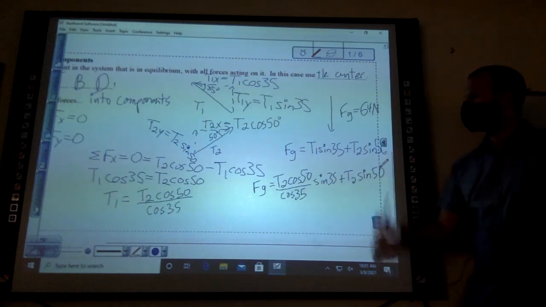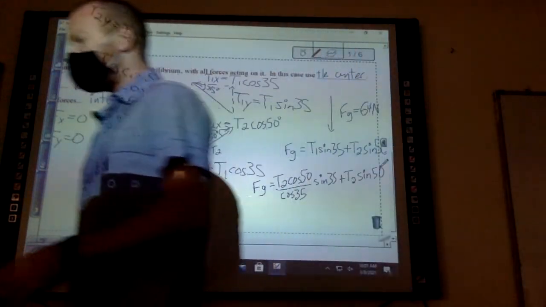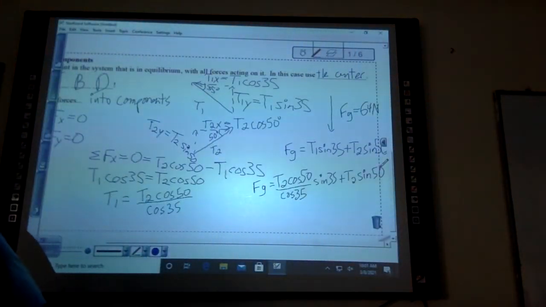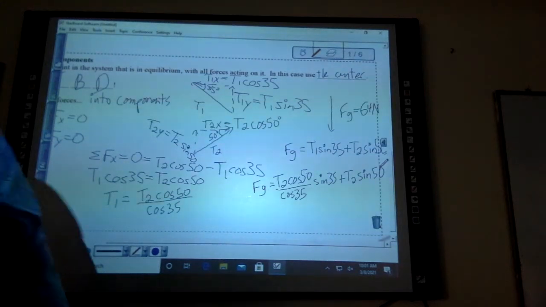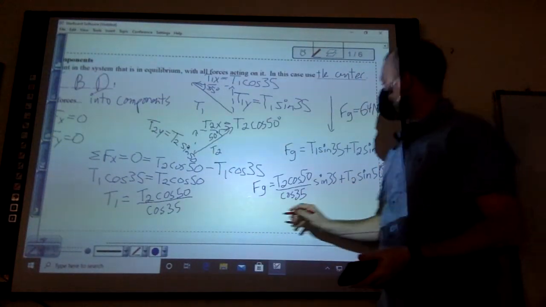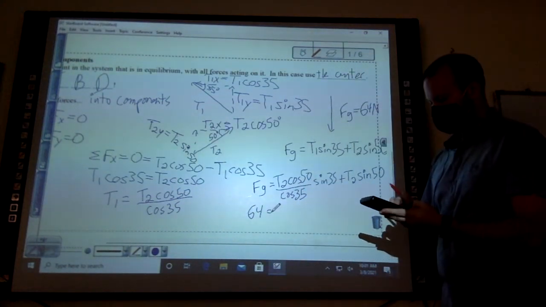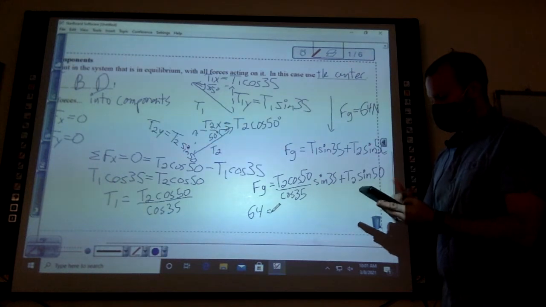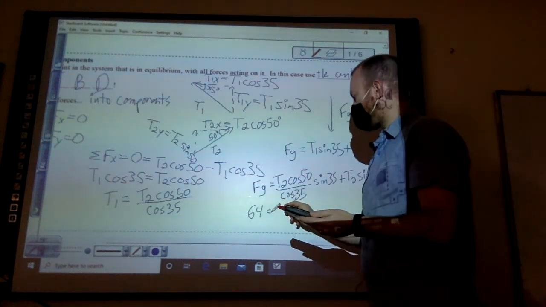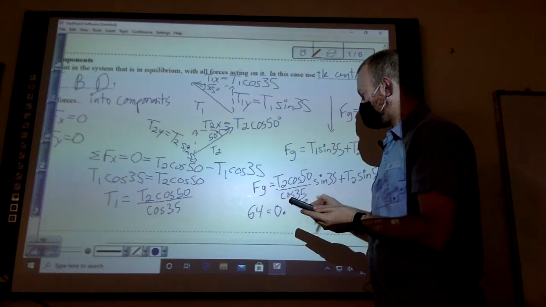So now I can actually go about and solve this. At this point I would say just use a calculator to plug these numbers in. And here's why, because I'm going to make your life a whole lot easier by doing this. So Fg, this is 64. Let's go cos 50 divided by cos 35 times sine 35. That's a 4.